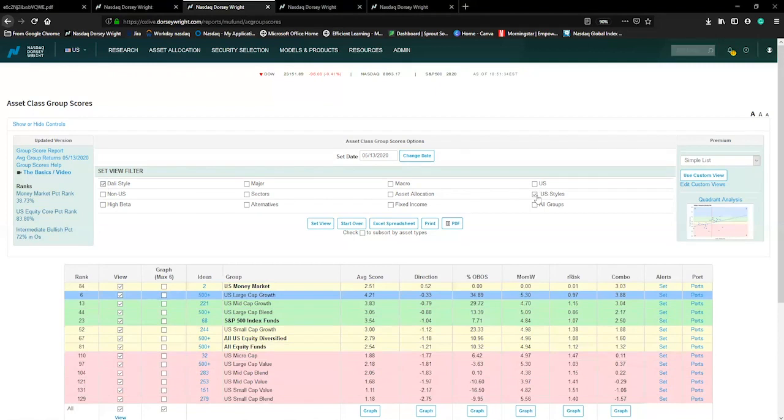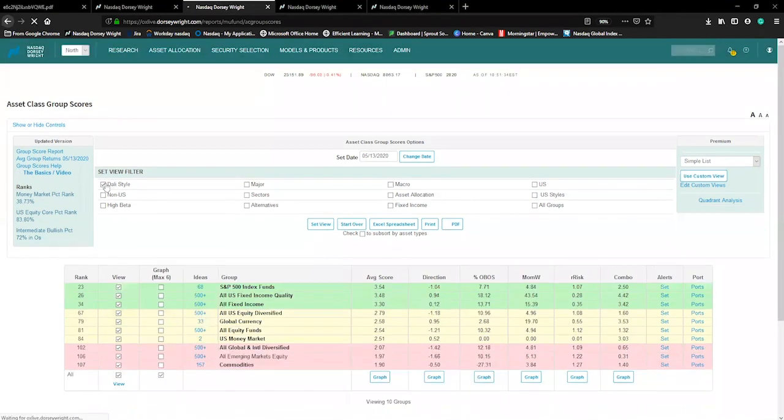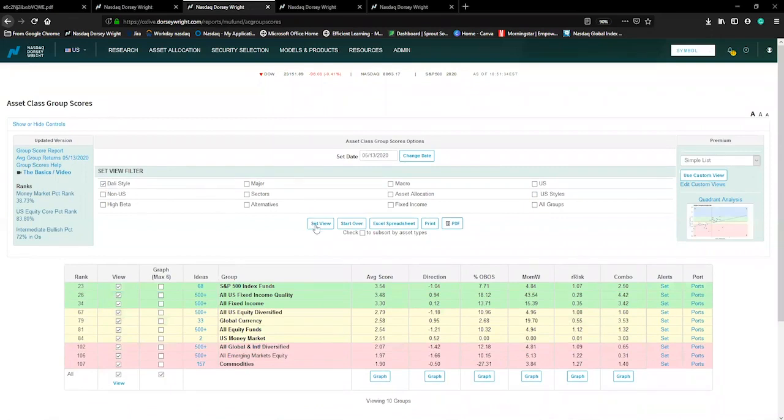Another one of our favorites, just to have a reference point for Dolly, our other relative strength indicator, would be Dolly style filters. So if we click Dolly style in the top left and then set view, this gives us a little bit more color regarding what the major asset classes in Dolly are looking like from a fund score perspective. Now you'll notice we do have the S&P 500 index funds group in here, as well as some additional granular groups that are a little bit more focused than what you see on the Dolly universe. But we do provide that on here for some additional context.